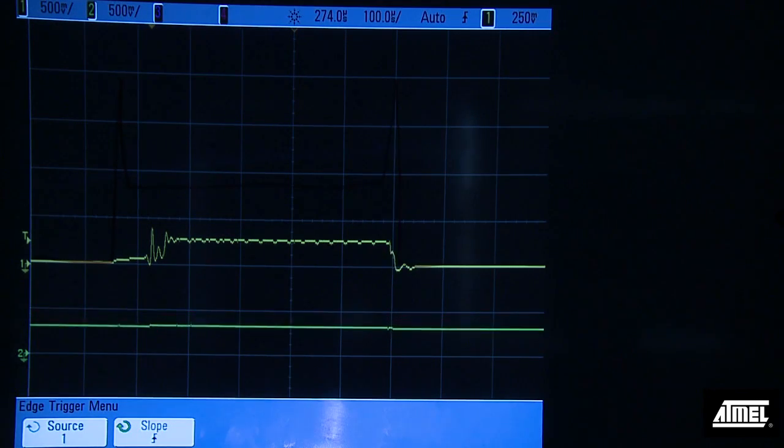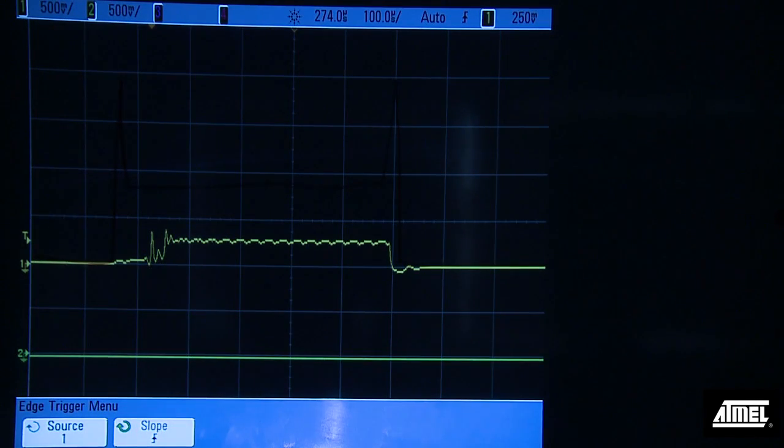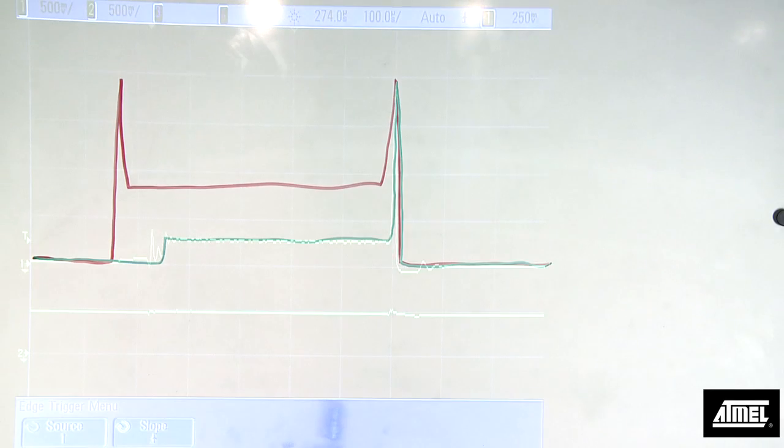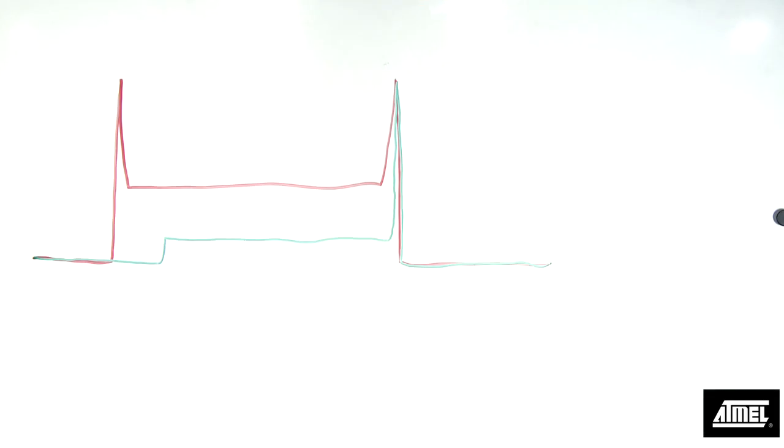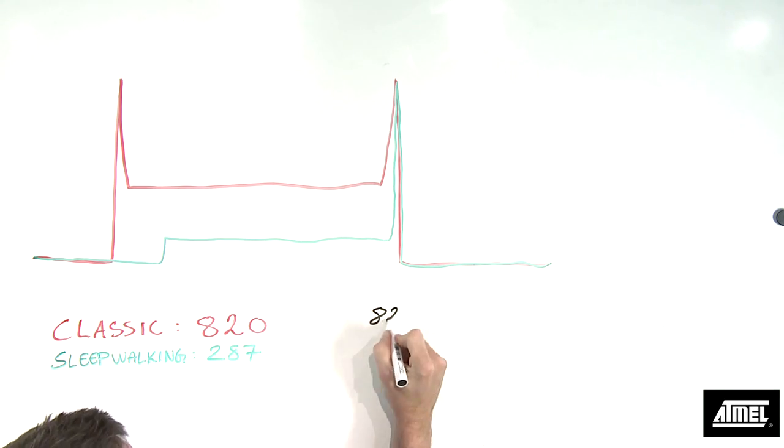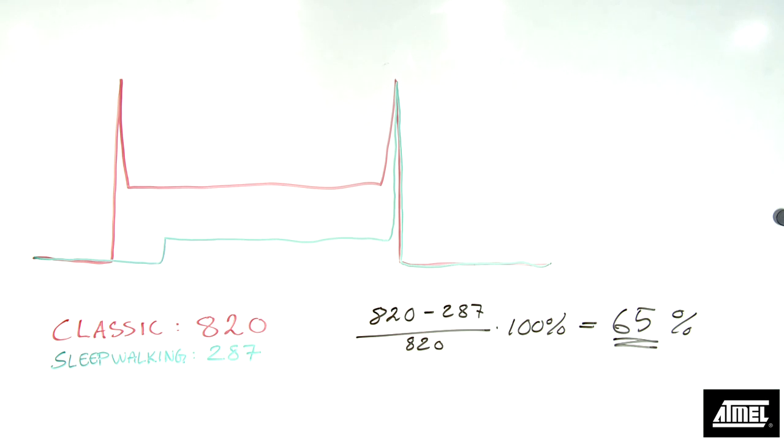Sleepwalking saves power. Let's have a look at how much we save. The red curve is without sleepwalking, and the green one is with sleepwalking. Agreed, these plots are rough, but a quick calculation indicates that the power consumption is cut by about 65%. We're using about 1/3 of the power that we used in the classic mode.